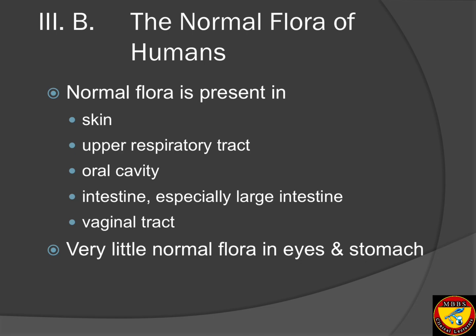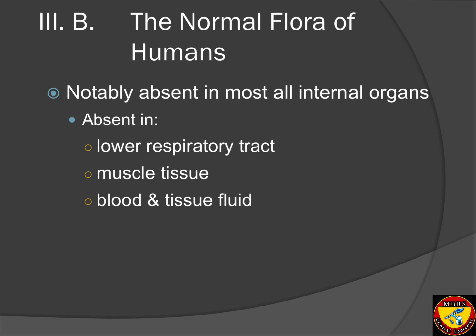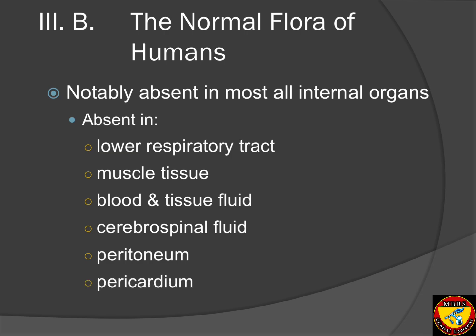And there is very little normal flora in our eyes and stomach because of the protective mechanisms of lysozymes and hydrochloric acid. And usually internal organs are devoid of any normal flora, and they are not there in the lower respiratory tract below the carina, like in the alveoli. There are no bacteria there. And in the muscle tissue and obviously our sterile fluids like blood, CSF, peritoneum, these are devoid of any normal flora. Especially in the pericardium and meninges, obviously, they are sterile. They don't have any bacteria. If some bacteria invade them, they can cause infection.